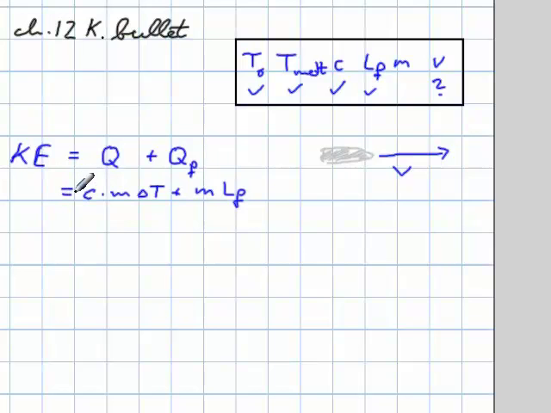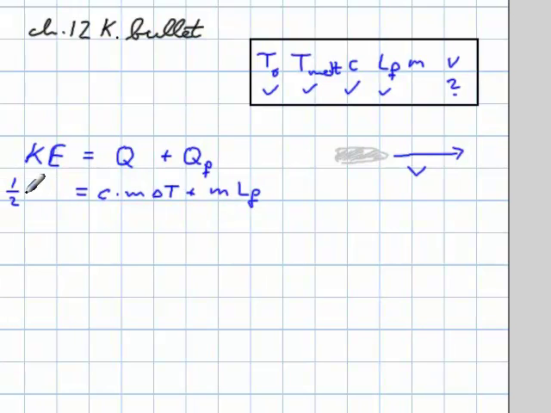And so that kinetic energy is, of course, 1/2 mass times velocity squared. And as I said earlier, a hunch that mass divides out is justified. It appears in every term, so we can take it out. And then the velocity, well, just a couple of algebra steps here. Multiply by 2 and take the square root. So we're going to have 2 times c times m delta T plus m LF, and take the square root.